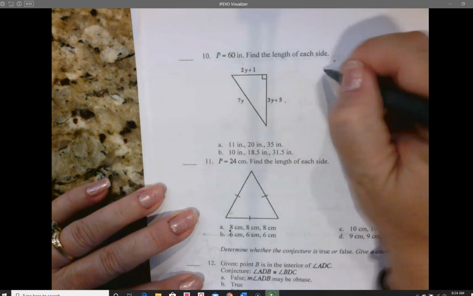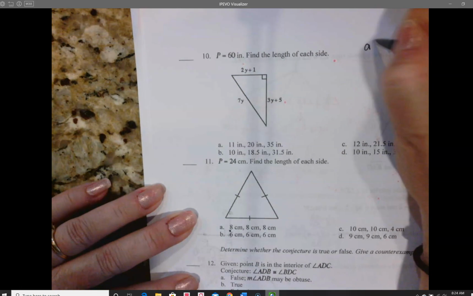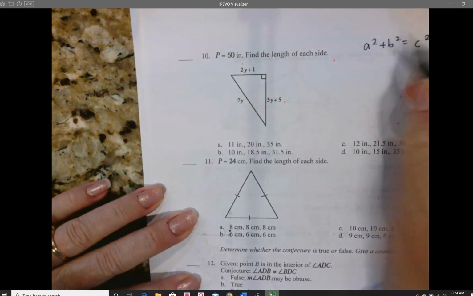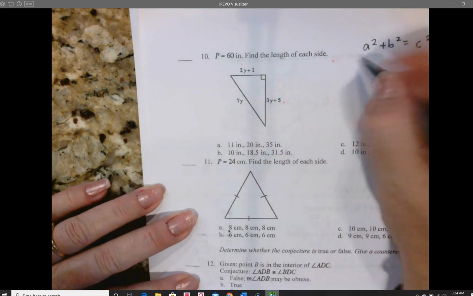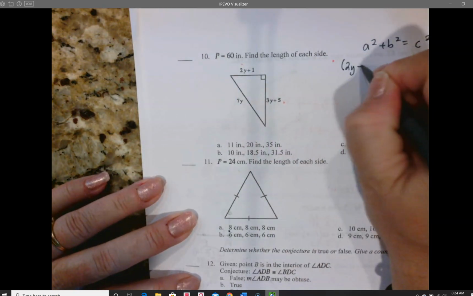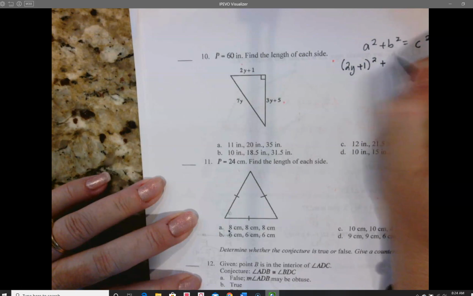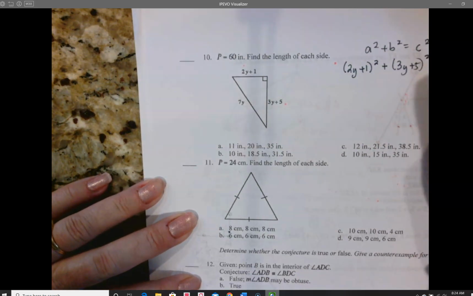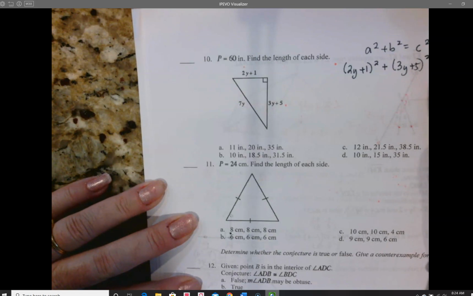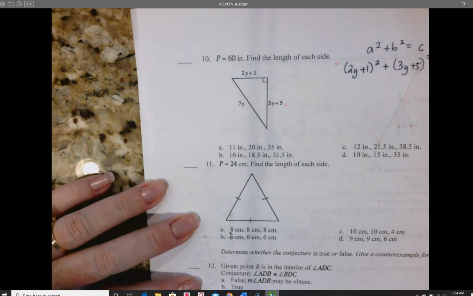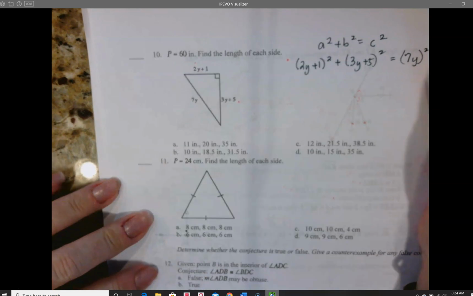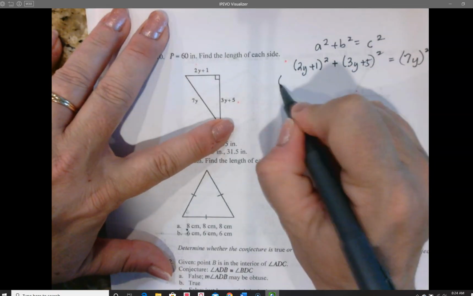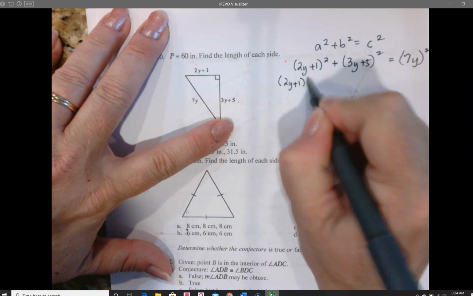So I'm going to go with Pythagorean theorem, a squared plus b squared equals c squared. And remember, a and b are always the legs, so I'm going to plug in 2y plus 1 squared plus 3y plus 5 squared equals 7y squared. And I am going to work these out. Anytime I have a binomial and it's being squared, I'm going to write it out. That's a FOIL problem.